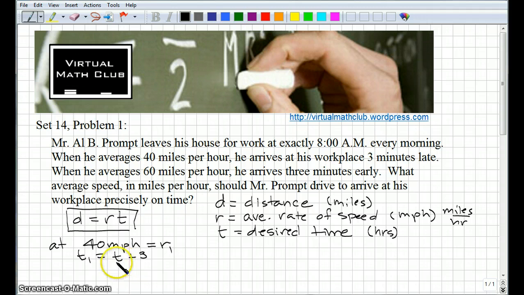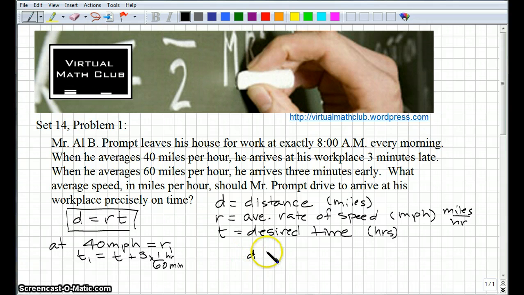But we have to be careful. We want our time in hours. So we need to multiply this by the number of hours per minute, right? It's basically 1/60th of an hour per minute, or 1 hour per 60 minutes. That way we can convert this 3 minutes into hours, and it turns out to be 1/20th of an hour.